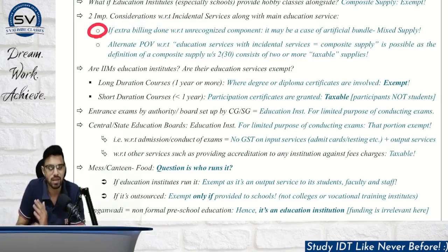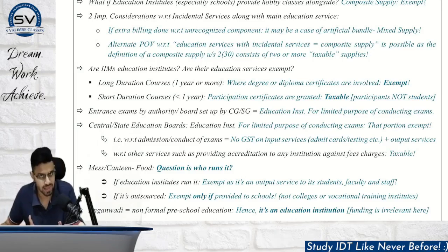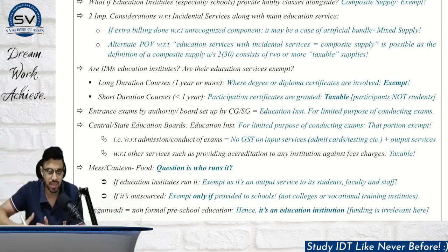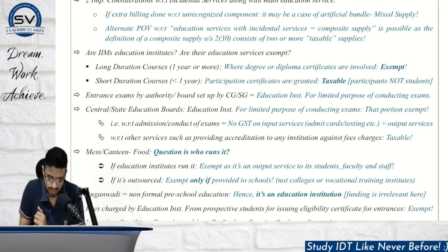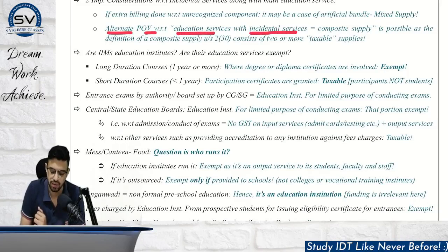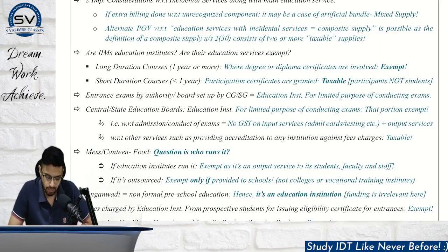Basically, these points are to be applied in a specific case, right? So if a specific case is given, on the basis of facts we have to assess whether we can consider it as composite or mixed supply. Next, an alternate point of view with respect to education services with incidental services. This I will tell you.